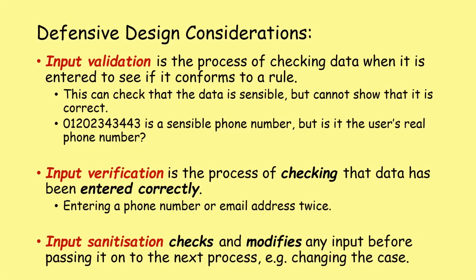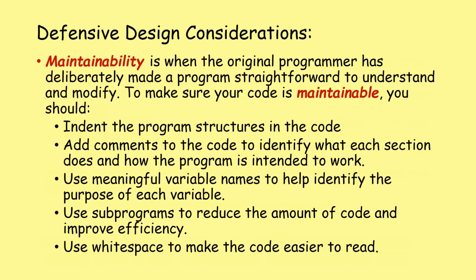Input validation is the process of checking data when it is entered to see if it conforms to a rule. This can check that the data is sensible, but cannot show that it is correct. For example, 01202343443 is a sensible phone number, but is it the user's real phone number? Input verification is the process of checking that data has been entered correctly. For example, making people enter a phone number or email address twice. Input sanitization checks and modifies any input before passing it on to the next process. For example, changing the case.